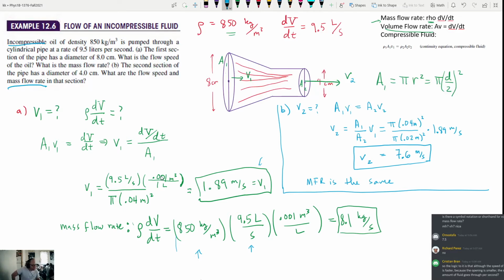Christian says, so the logic to it is that although the speed of the fluid is faster, because the opening is smaller, the same amount of fluid goes through per second. You nailed it. That's a very good conceptual explanation, Christian. Yes, exactly. Without using any math, you basically summarized all the things we said very well. I like that a lot. That's good. Because the opening is smaller and it's going faster, the same amount of fluid can flow through every second. Yep.